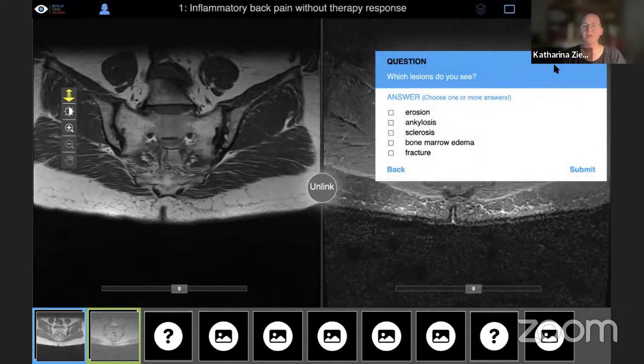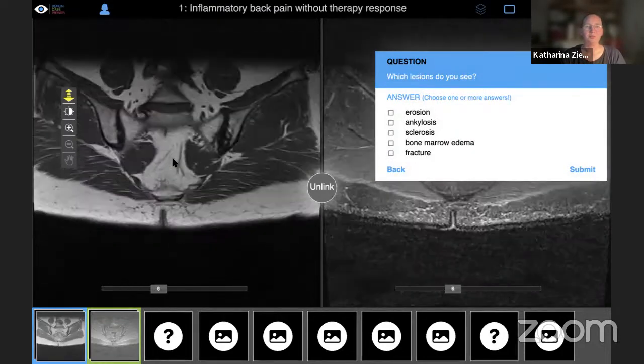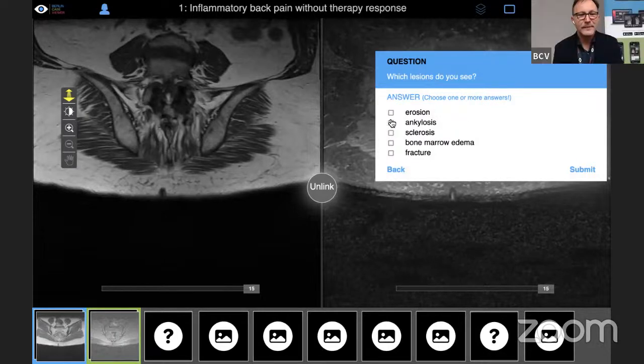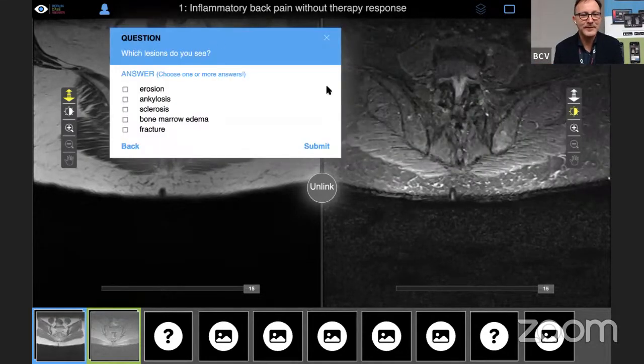Okay, so there's a question. Which lesions do you see? What do you think you see? Okay, so you can do them on your own time. Many of you have probably already answered. We have five answers. Five answers are okay. We have more people in the call, so we wait a little bit more.